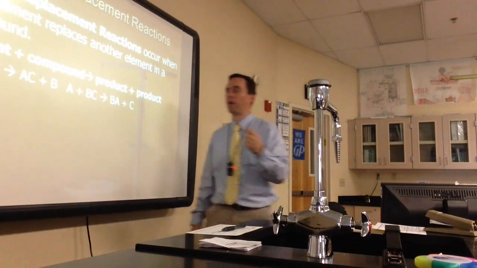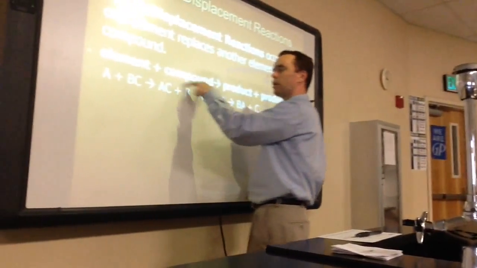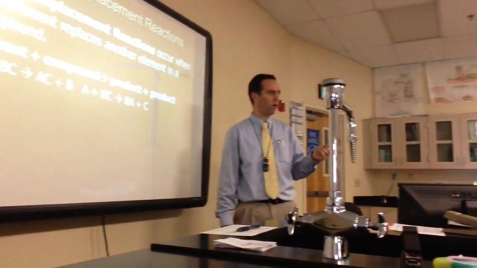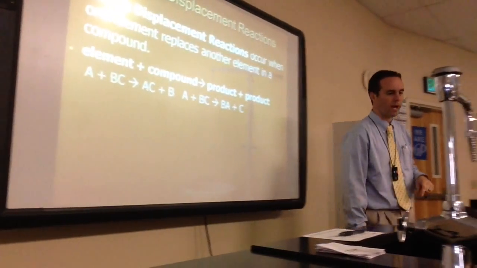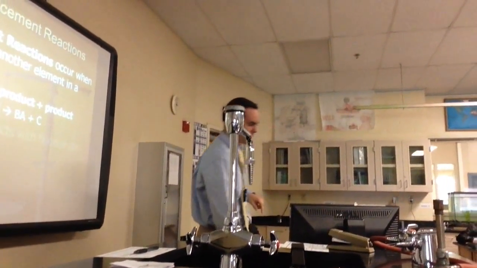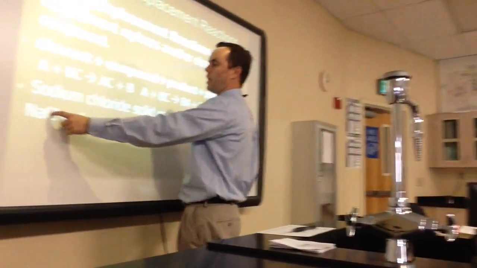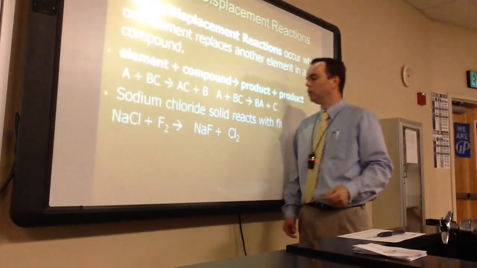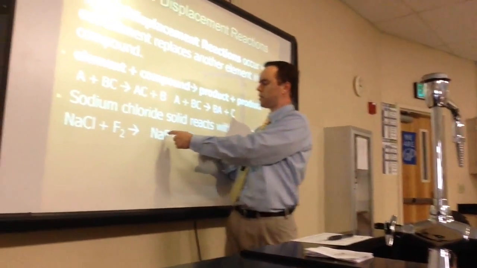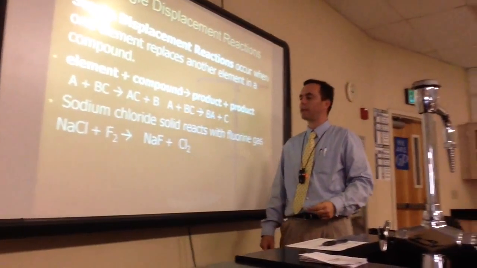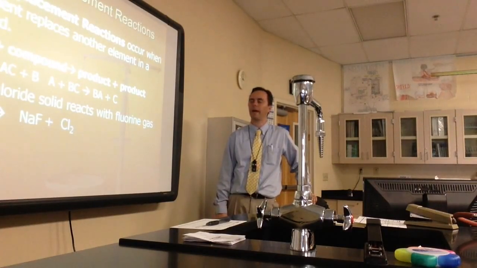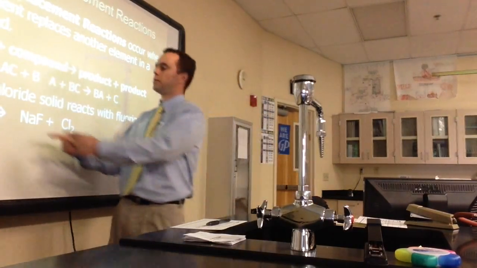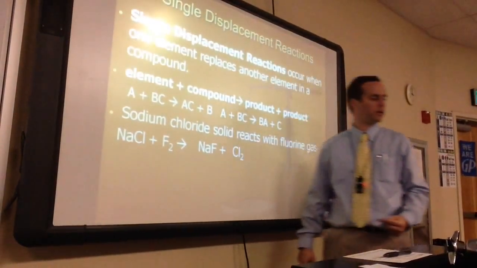So in a single displacement reaction, you've got one element and one compound. Would you agree single is another word for one? Yeah. That's how I remember that. One element, one compound is a single displacement reaction. An example of that is here where sodium salt reacts with fluorine gas. Salt is NaCl and fluorine gas is F2. And all that happens is the chlorine and the fluorine switch places when they come in contact with each other. So it turns into sodium fluoride and then chlorine gas. And that's a single displacement reaction. Two things swap places like that.